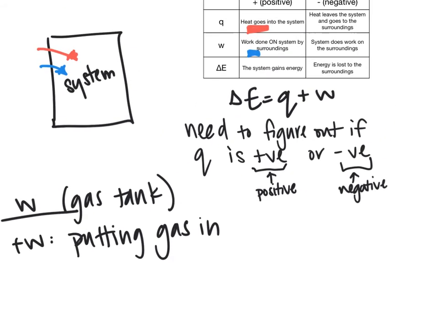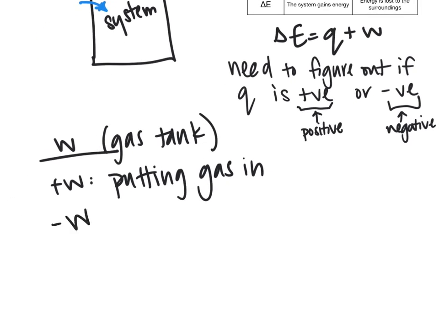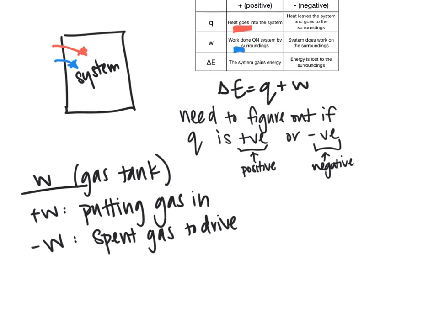Because positive work is work done on the system by the surroundings. So you are adding gas into the tank. Negative work means that you've spent gas to drive. And so in this case, negative work is the system does work on the surroundings. So the gas will be spent to drive the car from one place to the other.